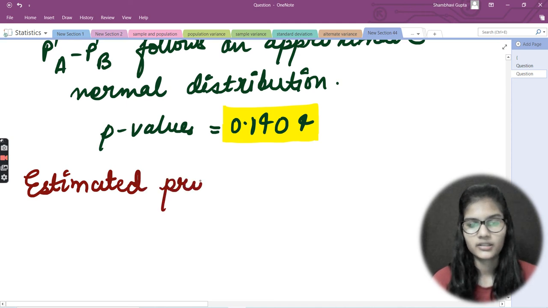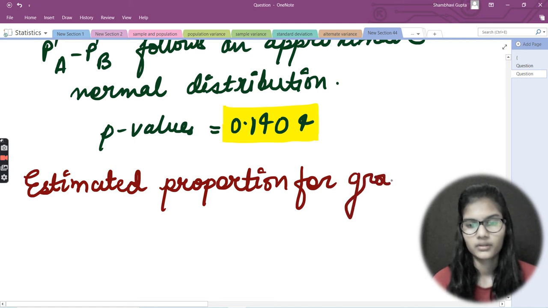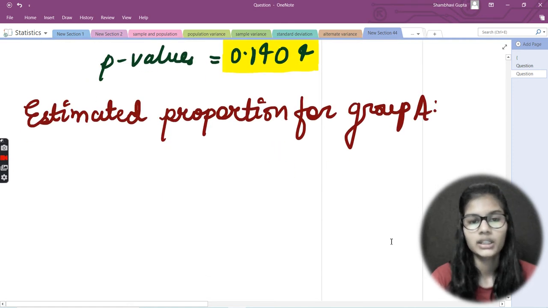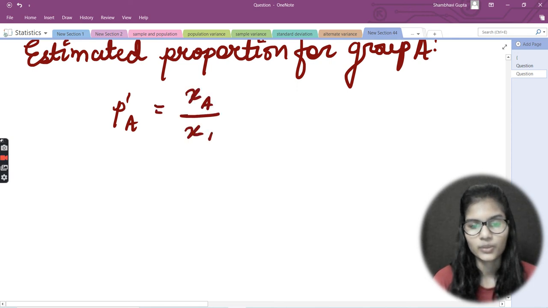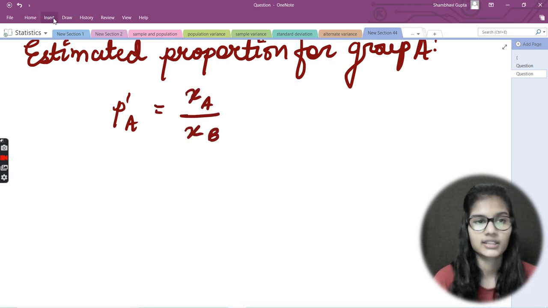So, estimated proportion for group A, right? First of all, we were supposed to find out the estimated proportion for group A. So that was actually okay, not like this. It was P dash A is equal to XA upon N, sorry, that is not XP.